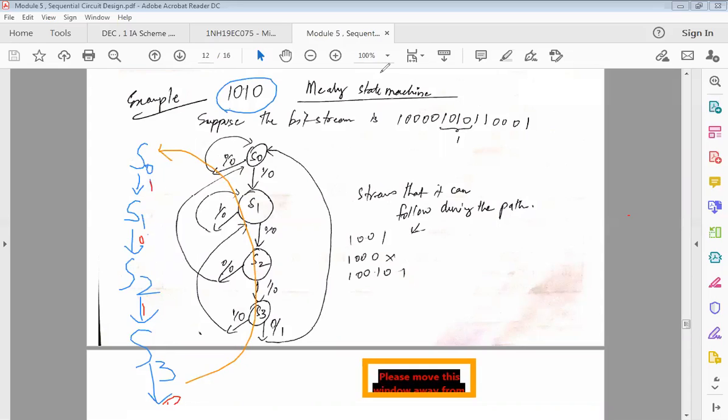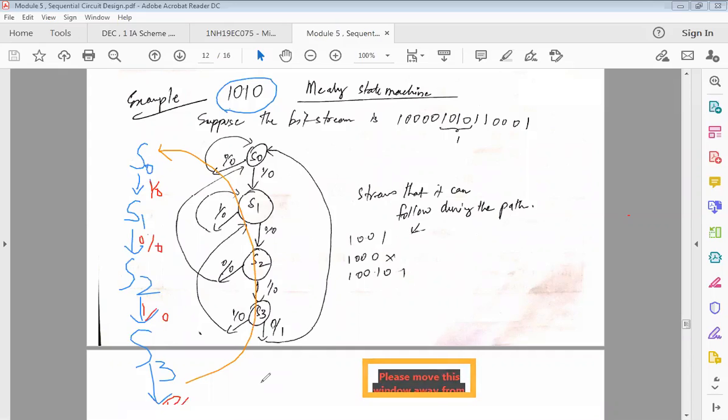Now, till this point, I have not received my sequence, so my output is still 0. Here also I have not received my sequence, my output is still 0. But when I come here, have I detected my sequence? See, 1, 0, 1, 0. I have detected my sequence, right? So my output becomes 1. Till this point, have you all understood? Yes, sir.